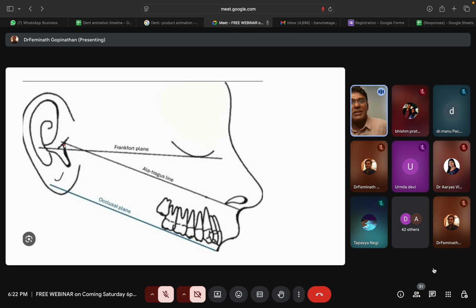Different positions of this line, the plane of Camper, have been suggested. Some say that it starts from the upper border of the ala, that is this portion. Some say that it should start from the middle of the tragus. Some say that it should start from here. According to my observation, it varies from person to person, depending upon the length of the mandibular ramus. So you cannot generalize, but you can understand a bit by seeing this. You can see here it is always from the middle.